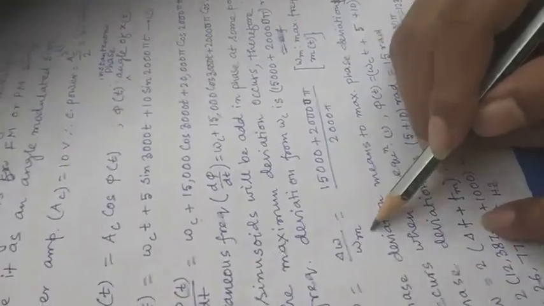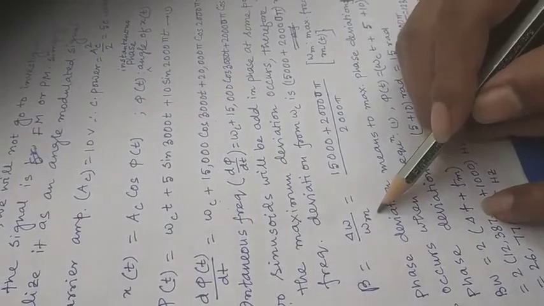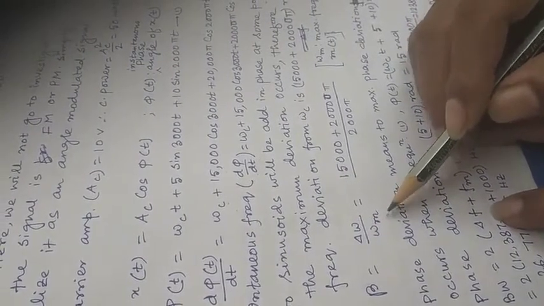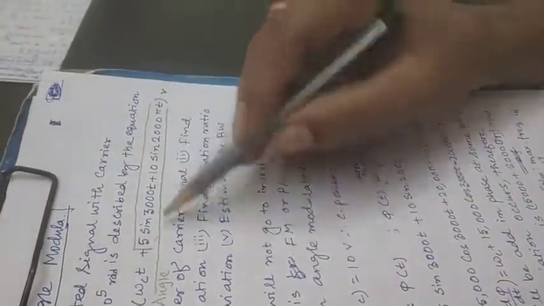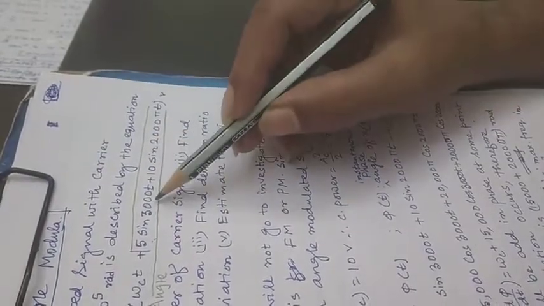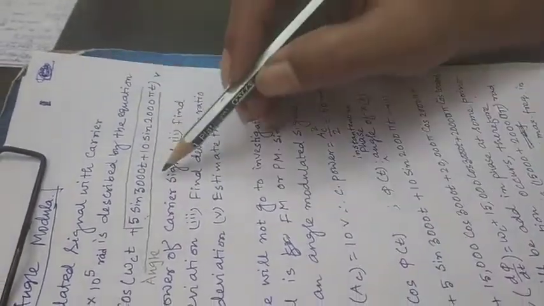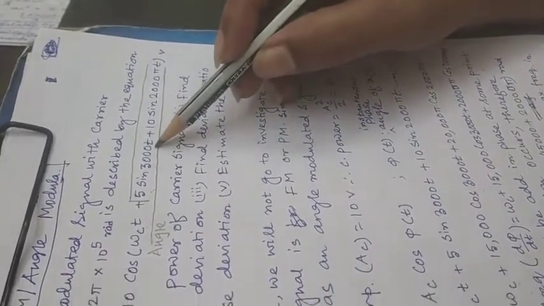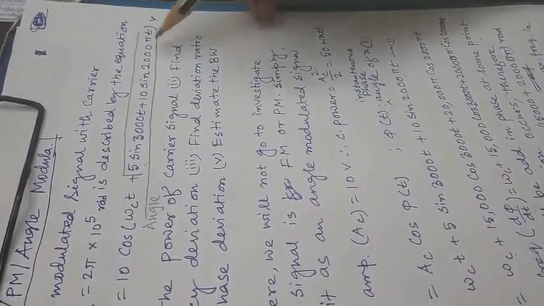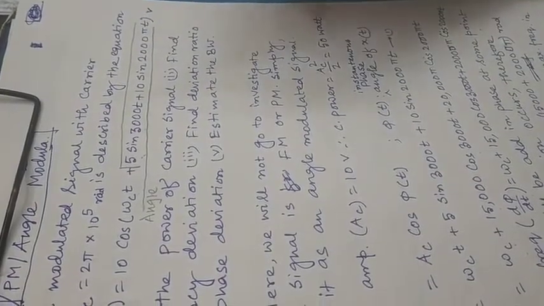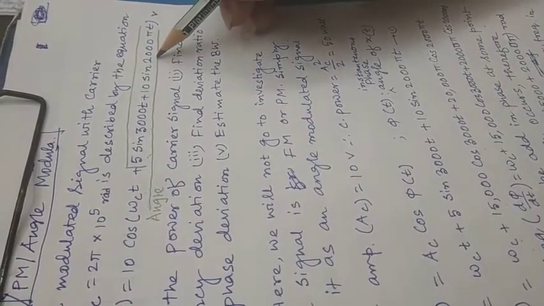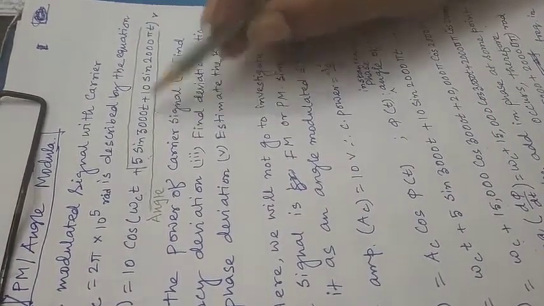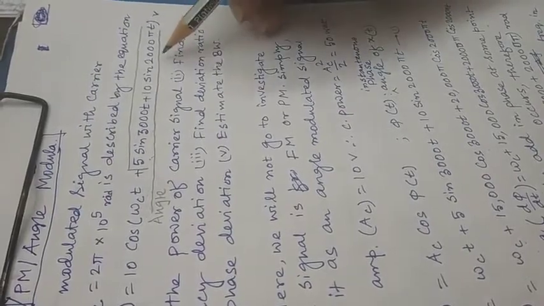And what is omega m? Omega m is the highest frequency of the modulating signal. Now if we go to the expression of the given problem, this is our part where we have the message signal or its integration, whatever it may be. The frequencies are 3000 and 2000 pi, and we define the frequency of a signal as its highest frequency component. Obviously 2000 pi is greater than 3000, therefore omega m is 2000 pi.